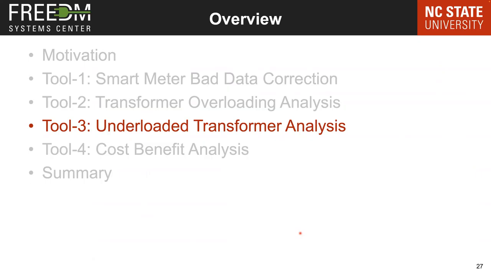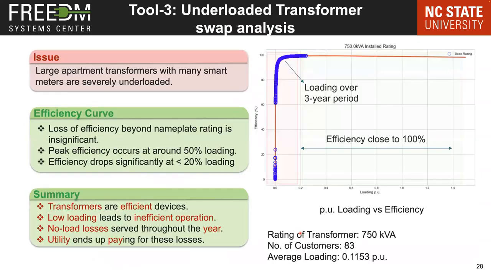But then the utility was interested in another factor where they realized that they could save a lot of money, which is underloaded transformers. Underloaded transformers are these large apartment transformers, serving hundreds of customers, so hundreds of smart meters under a dome. But then, due to bad planning, sometimes these transformers can be severely underloaded. So, for instance, this is the efficiency curve of a 750 kVA transformer, which is an apartment transformer.